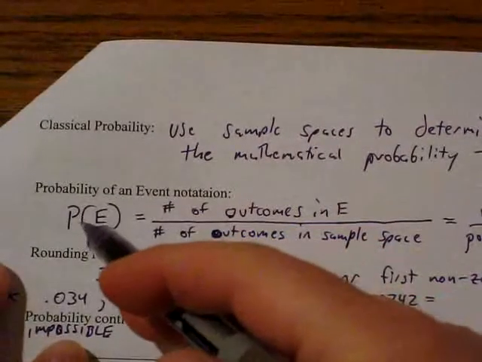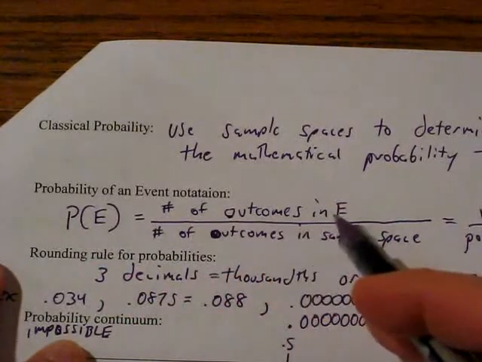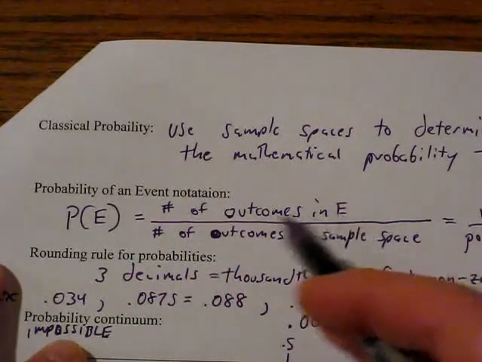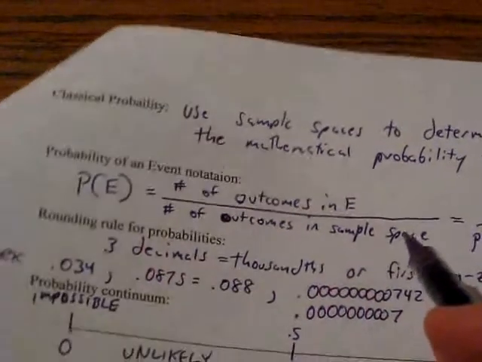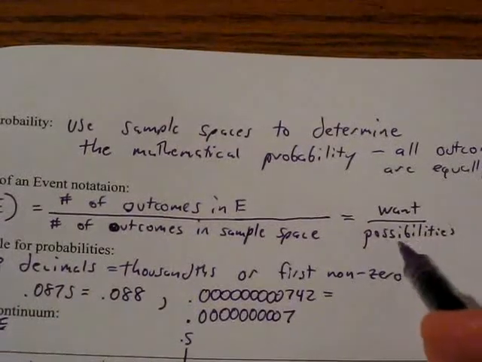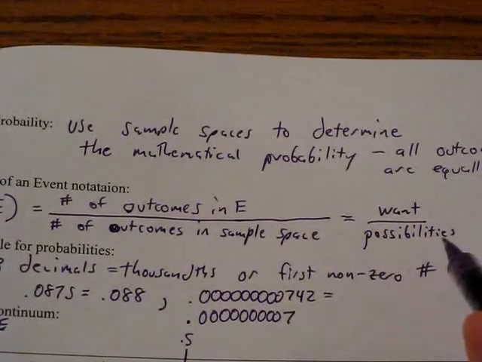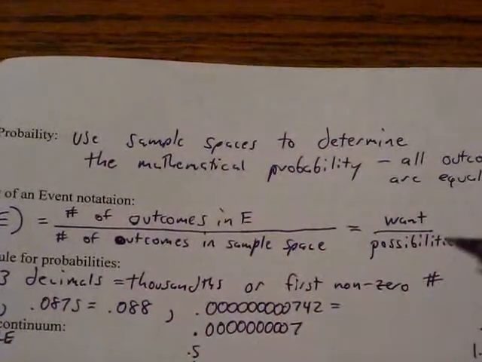Now, here's the book's way of talking about the probability of an event. It's the number of outcomes in your event that you want to have happen, divided by the number of outcomes in the sample space. Now, the way I've simplified it, it's kind of like what you want over the number of possibilities that you can actually get. So that right there is probably an easier way to say it.